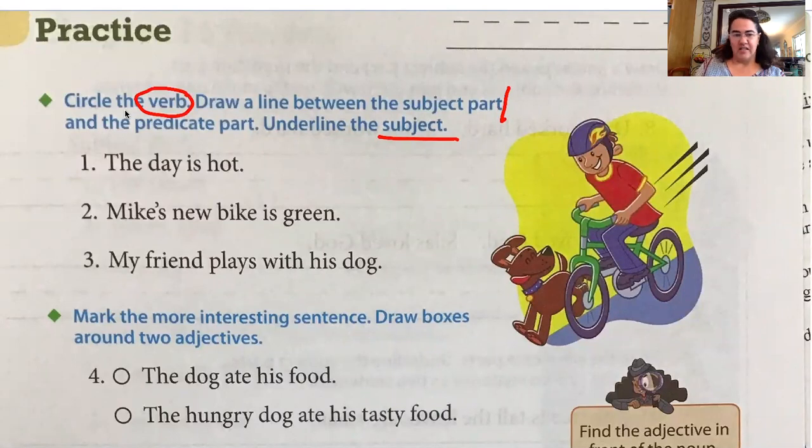The day is hot. Let's see, Emma, can you tell me where the verb is in the sentence? The day is hot. The verb is... and it's a linking verb, right? Linking verbs are is and are, was and were. Okay, so that was kind of a tricky one. The verb is, the day is hot. So what's the subject part there? Well, what's hot? The day. Okay, so we're going to separate between day and is. So we'll underline day because that's our subject. Good. Guys, you'll do 2 and 3 on your own.